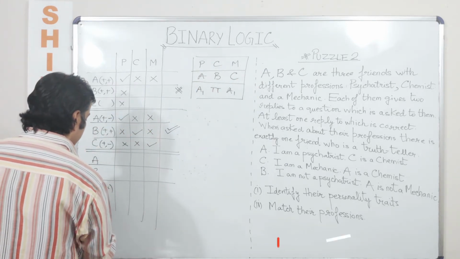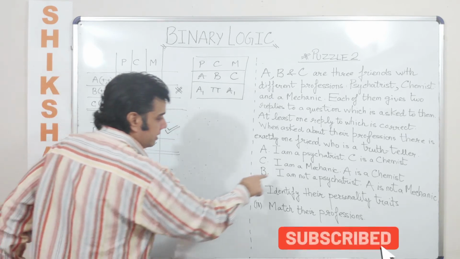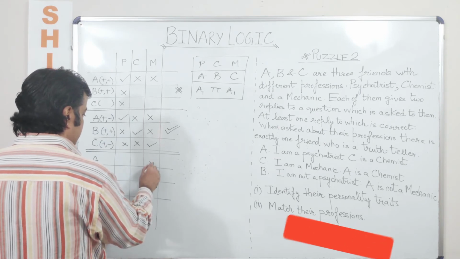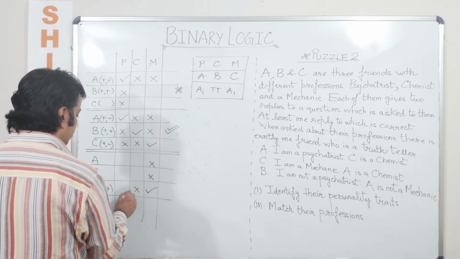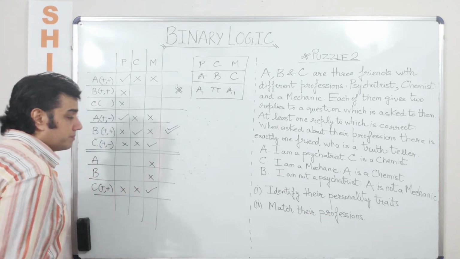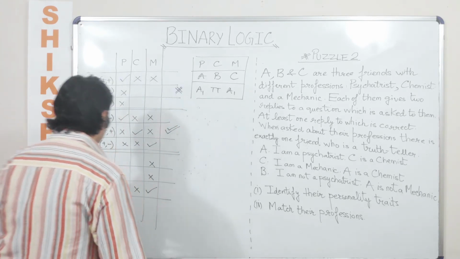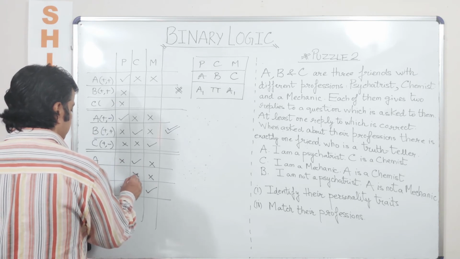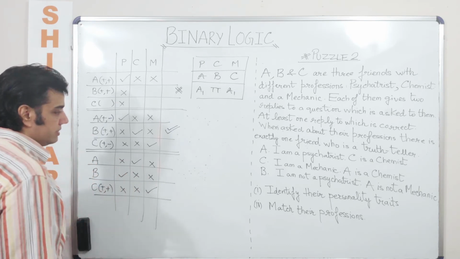So when we are talking about the third case, we have assumed C to be a truth teller. So C says what? I am a mechanic. So nobody else can be a mechanic and C cannot be anybody else at the same time. A is a chemist. Okay. So B has to be a psychiatrist in that case.